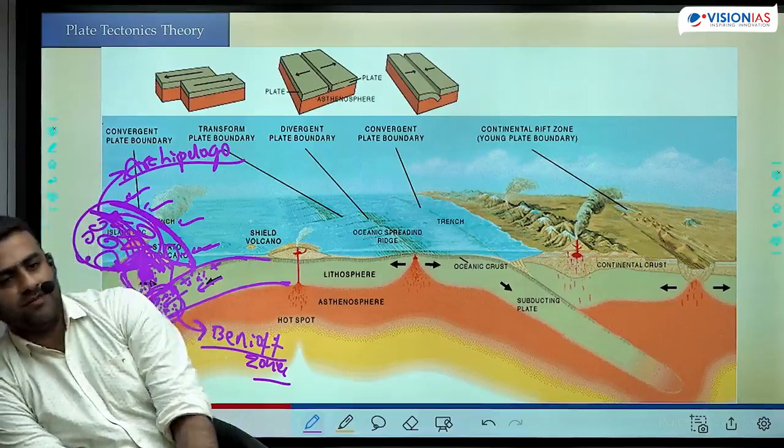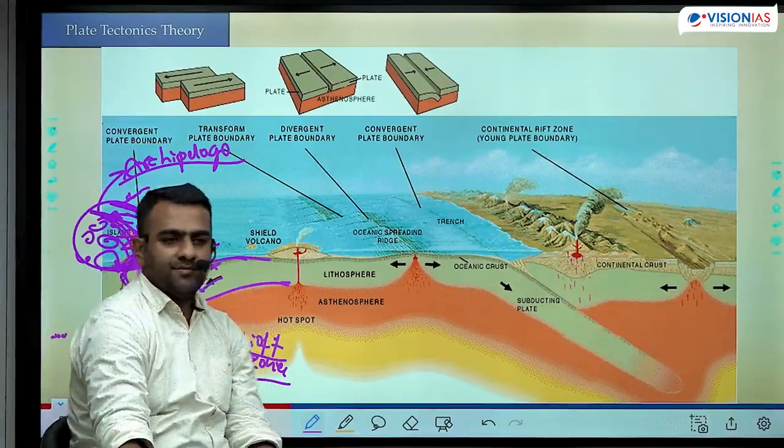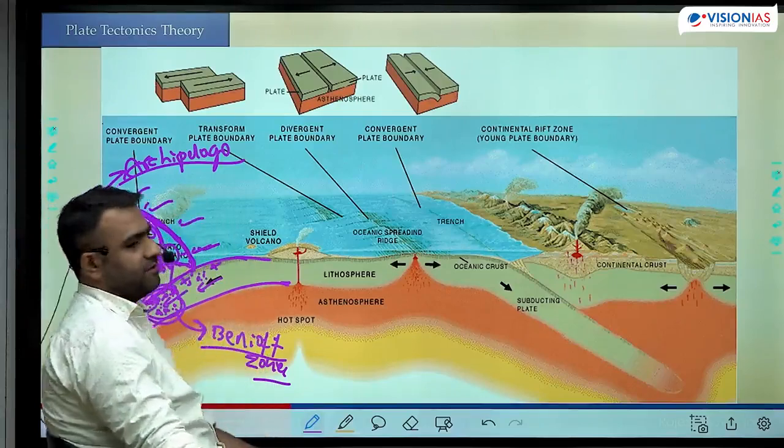Earthquakes happen at the Benioff zone, more frequent earthquakes. All the depths, shallow, intermediate, deep. So everywhere there will be earthquakes, but the most will be in the Benioff zone.